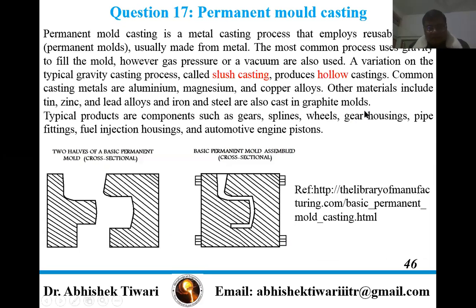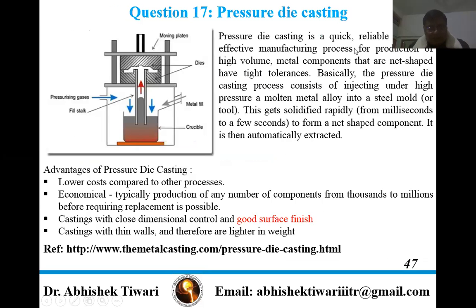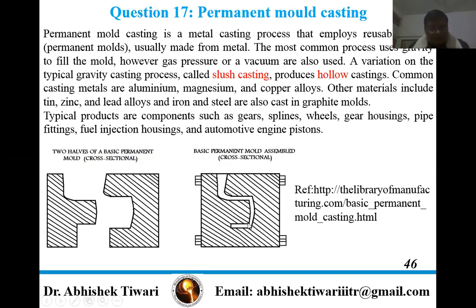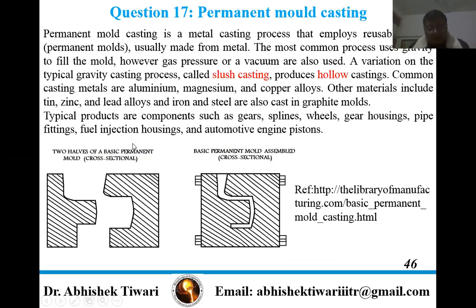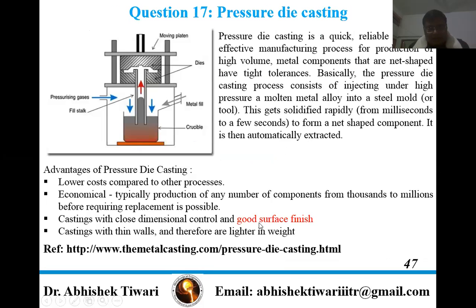And then permanent mold casting. So these permanent molds are used here, and this is the typical permanent mold casting. And this is pressure die casting. You can go through these details. So in the pressure die casting, actually we have a very good surface finish. So here you see pressure die casting has the lowest surface roughness, but high surface finish.